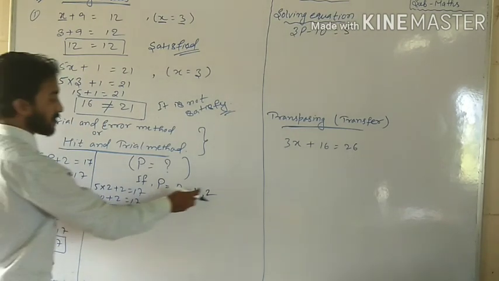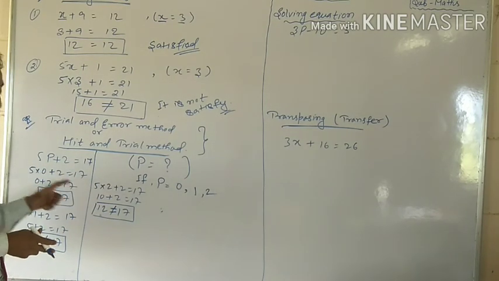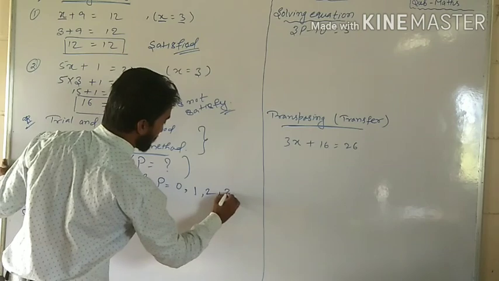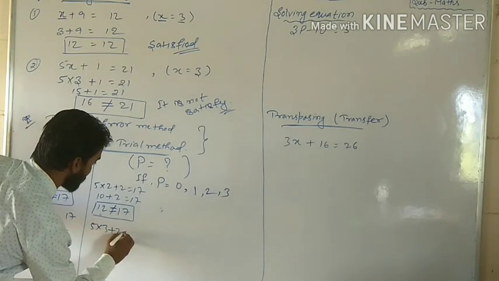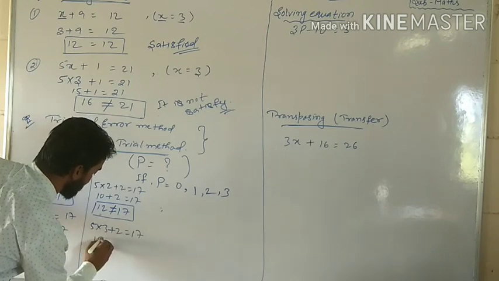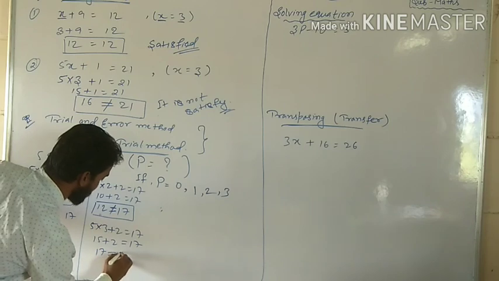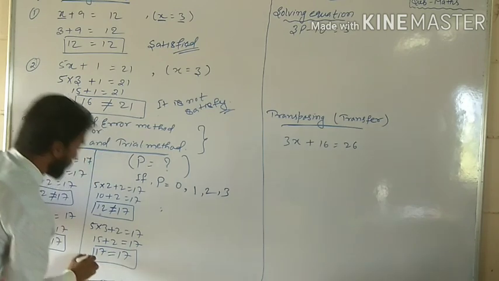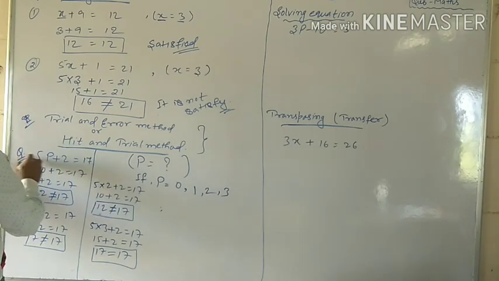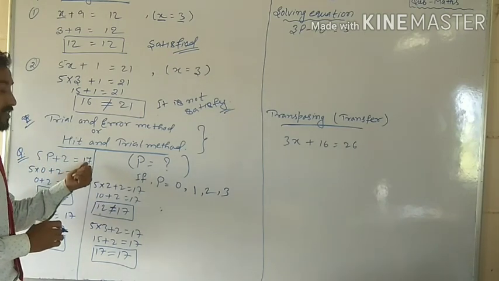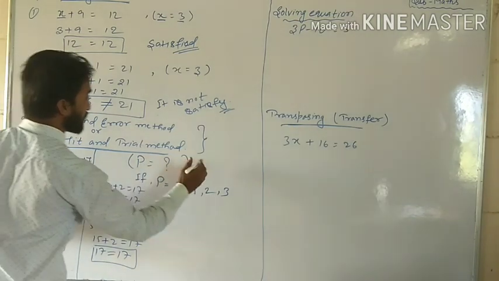It means P is equal to 2 also does not satisfy the equation. So we will take another number, P is equal to 3. So 5 into 3 plus 2 is equal to 17. 5 threes are 15 plus 2 is equal to 17. 17 is equal to 17. See students, now finally this equation is satisfied. Finally this equation 5P plus 2 is equal to 17 is satisfied with P is equal to 3.